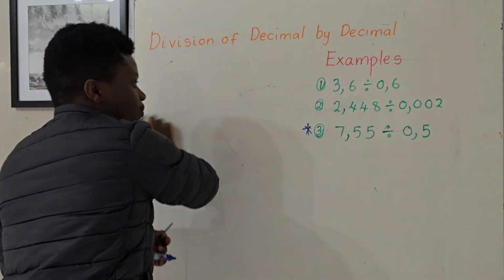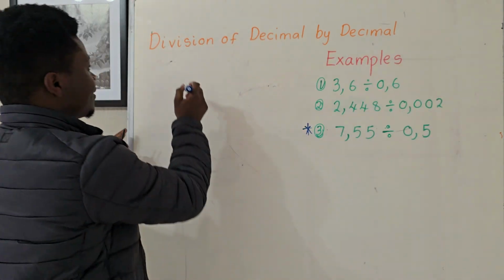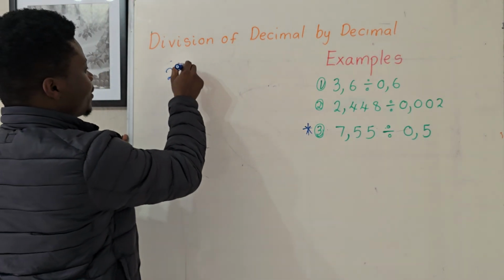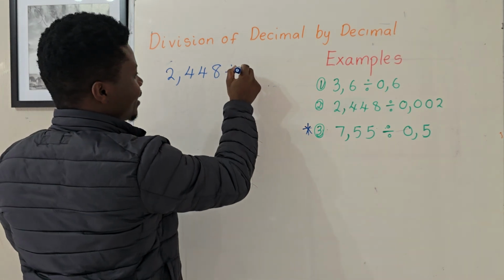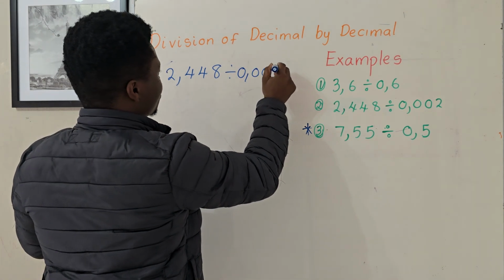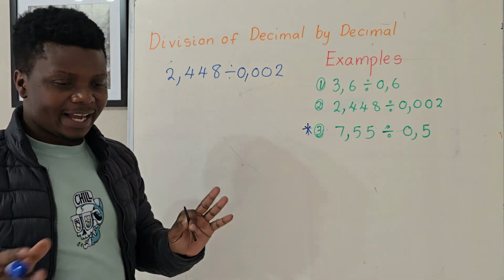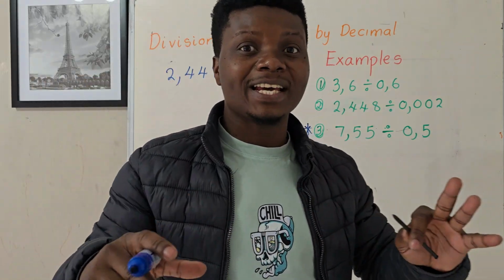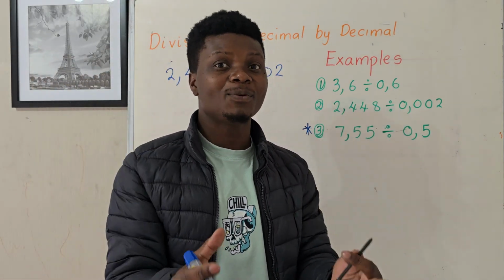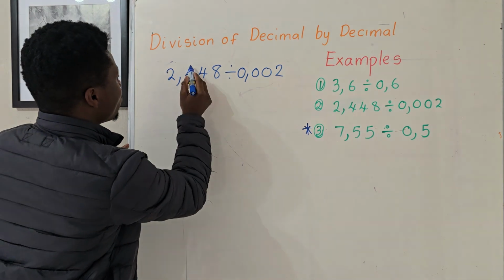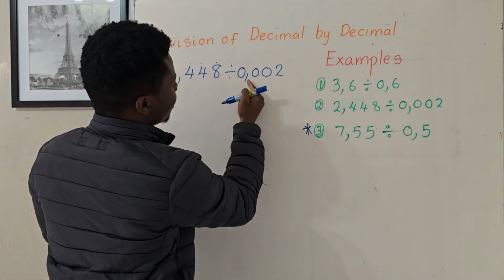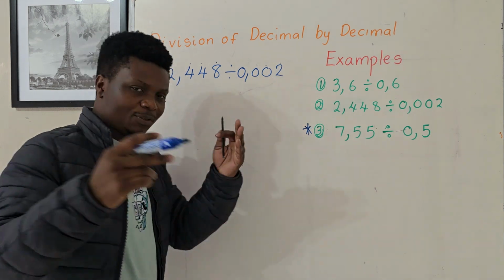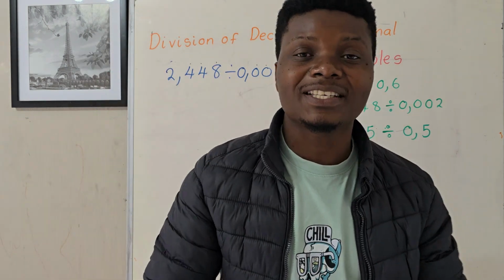Okay, here I have 2.448 divided by 0.002. Once again, I have to multiply by a power of 10, so we have to check who has more decimal places. 1, 2, 3. You have 3 decimal places. How about you after the comma? 1, 2, 3. That's pretty easy. They both have 3 decimal places.